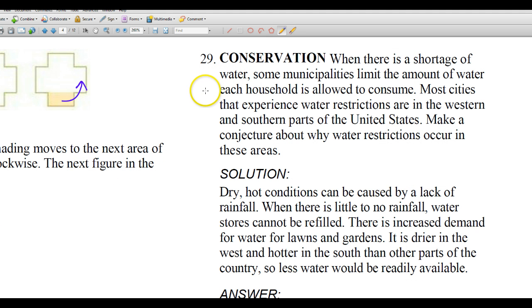In number 29, when there is a shortage of water, some municipalities limit the amount of water each household is allowed to consume. Most cities that experience water restrictions are in the western and southern parts of the United States. Make a conjecture about why water restrictions occur in these areas. So, dry, hot conditions can be caused by a lack of rainfall. When there is little to no rainfall, water stores cannot be refilled. There is increased demand for water for lawns and gardens. It is drier in the west and hotter in the south than other parts of the country, so less water would be readily available.